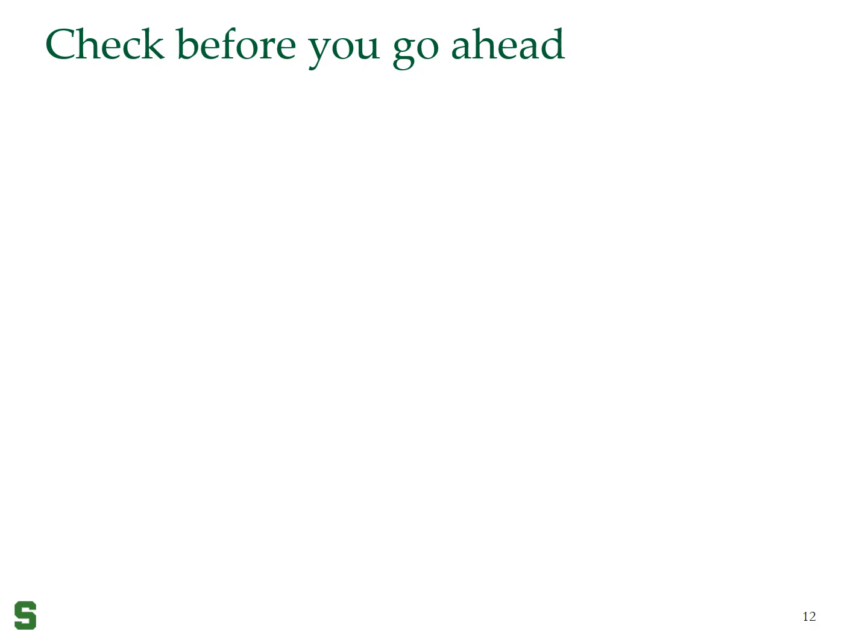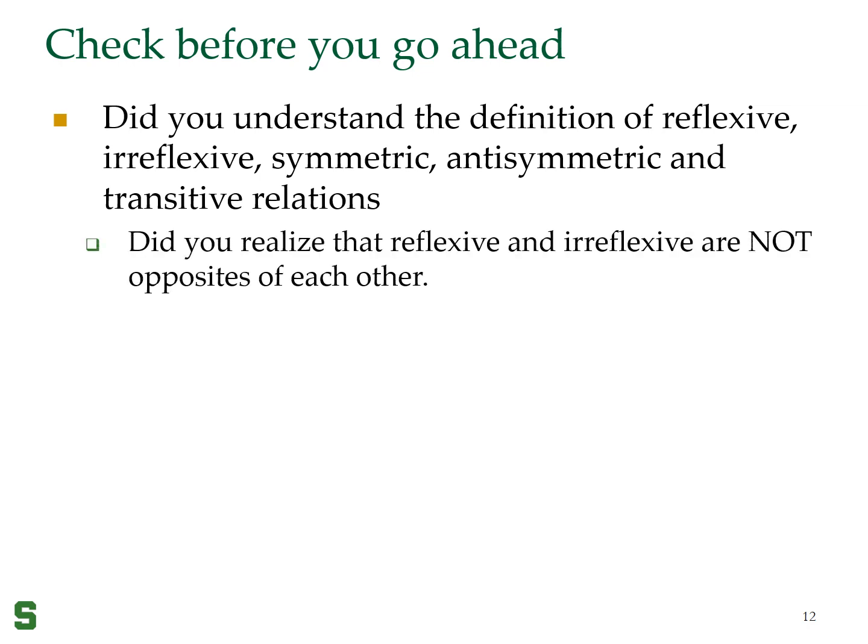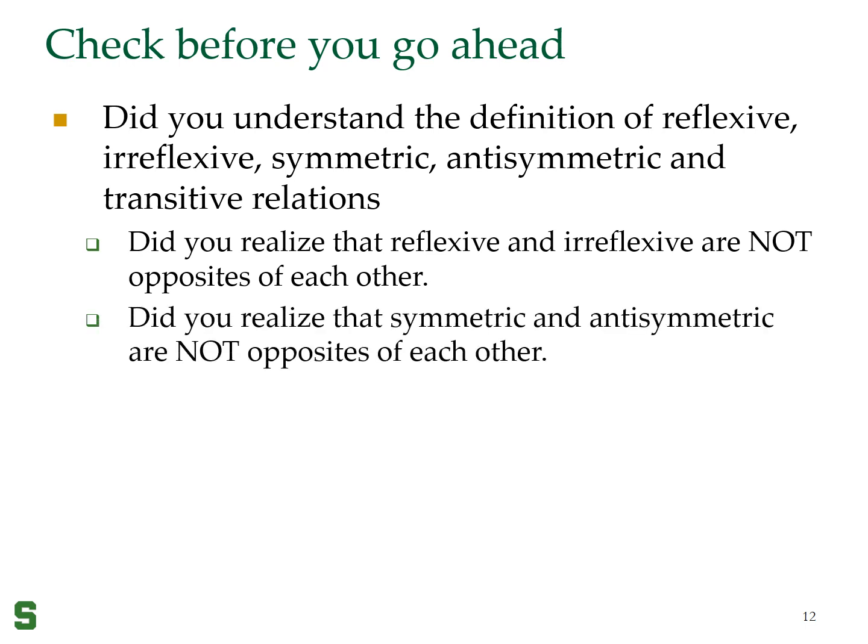Once again, we have reached the check before you go ahead slide. I want to make sure you have understood the definition of reflexive, irreflexive, symmetric, antisymmetric, and transitive relations. In particular, I want to make sure you have realized that reflexive and irreflexive are not opposites of each other. Reflexive says that the pair AA is there in the relation at all times. Irreflexive says that it is never there. So there is a possibility that some of the pairs are there, but some are not. That will make a relation neither reflexive nor irreflexive.